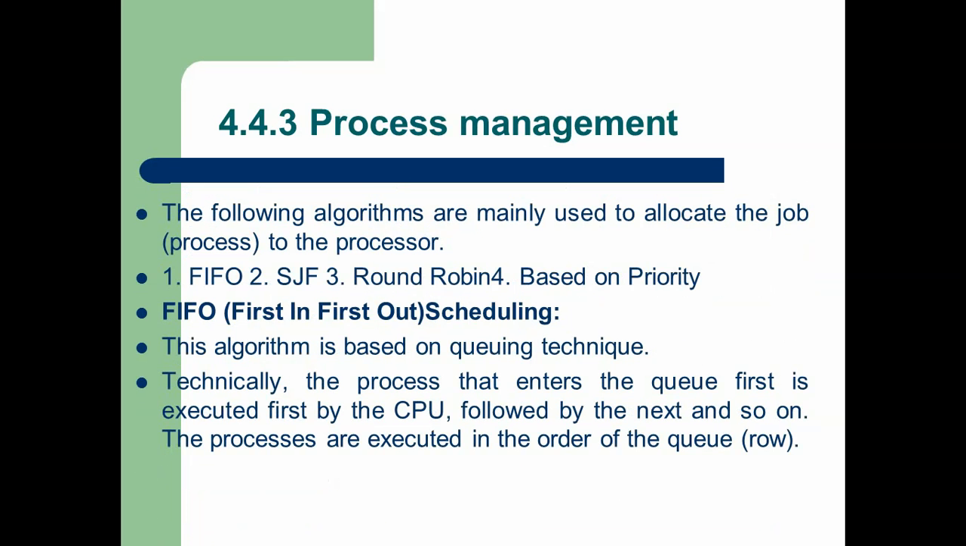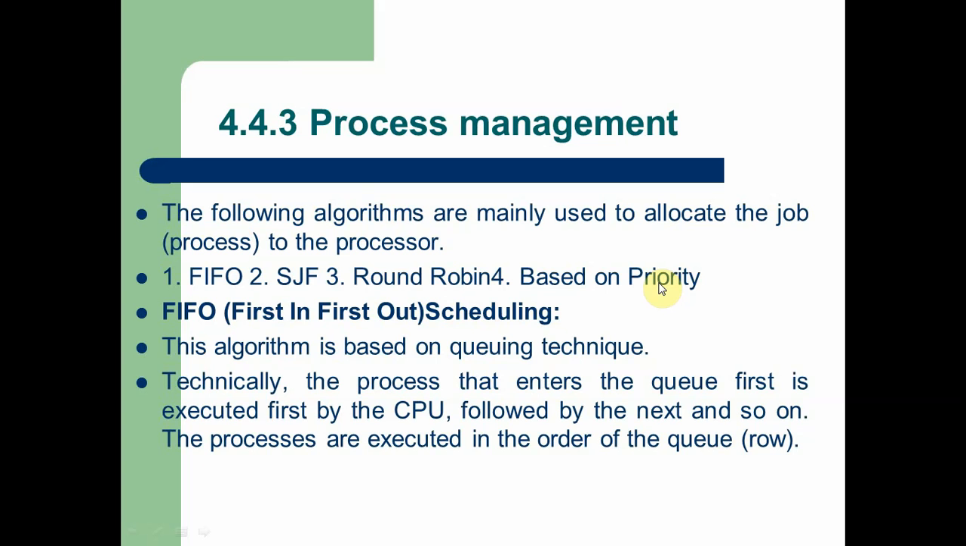In process management, there are different types of techniques used by the operating system. Four techniques are discussed here. One, FIFO. Number two, SJF. Number three, round robin. Number four, based on priority. These are some of the techniques or algorithms used in process management.